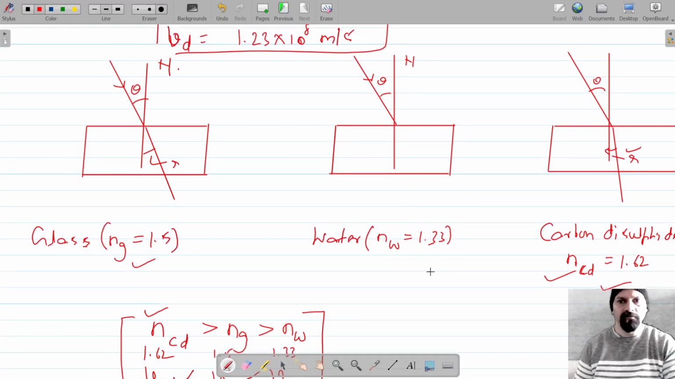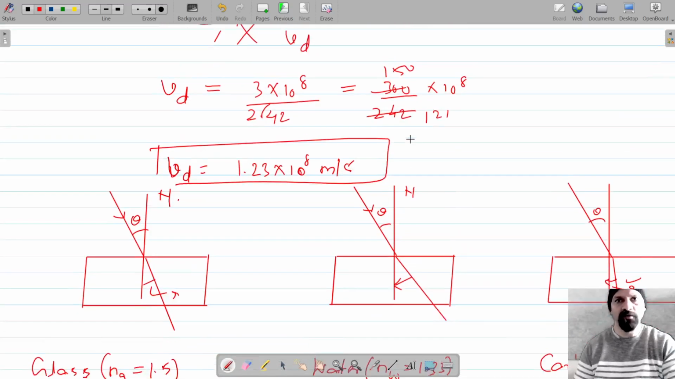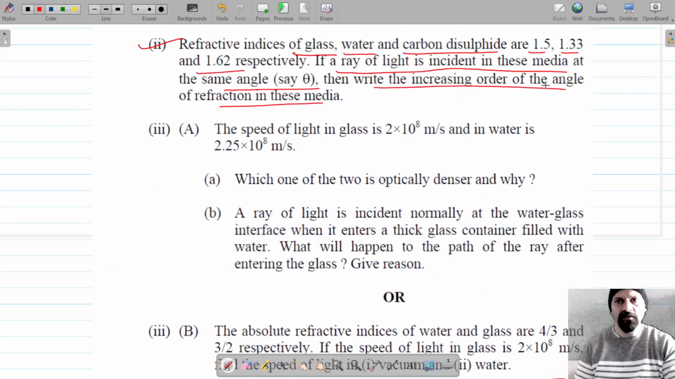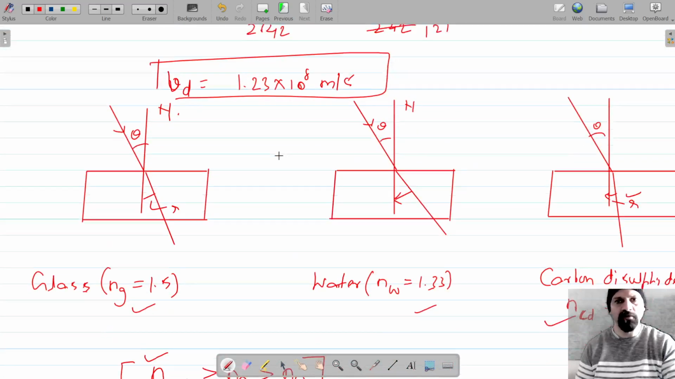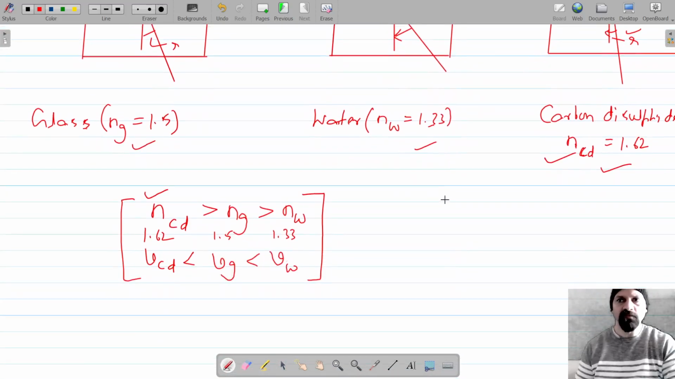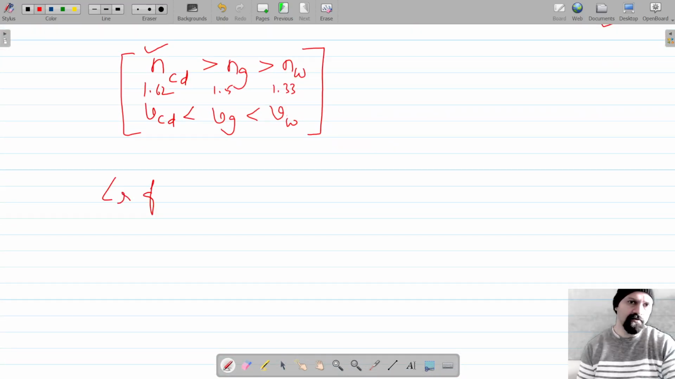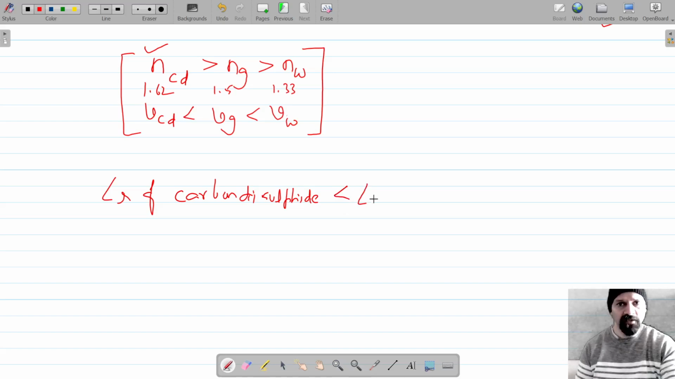Now here the refractive index is less, so the ray will bend least in this case. Now we have to write what is asked in the question. The question is to write the increasing order of the angle of refraction. Increasing order means we write the least one first. So the angle of refraction of carbon disulfide is the least because it will bend more towards the normal. So this is less than the angle of refraction in glass, and then the angle of refraction in water.